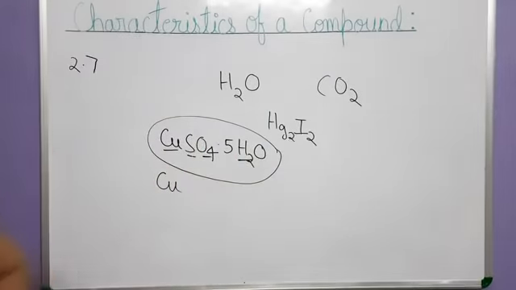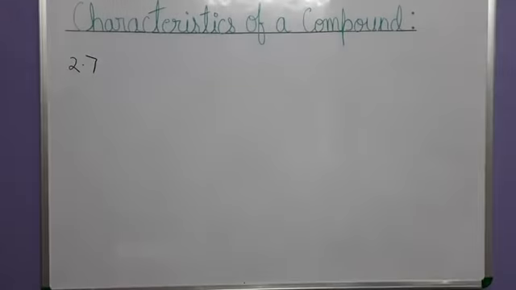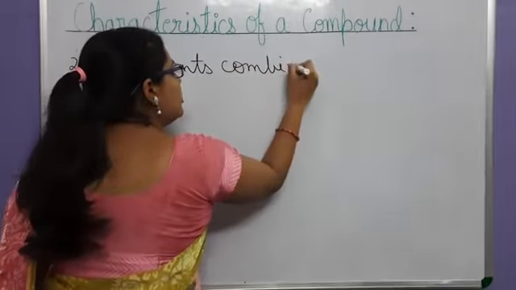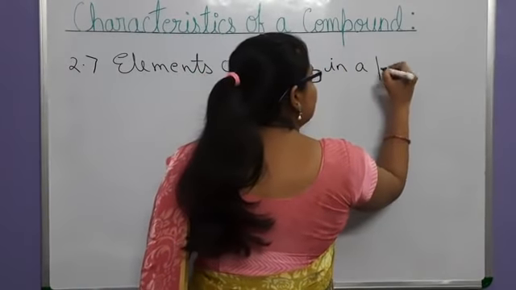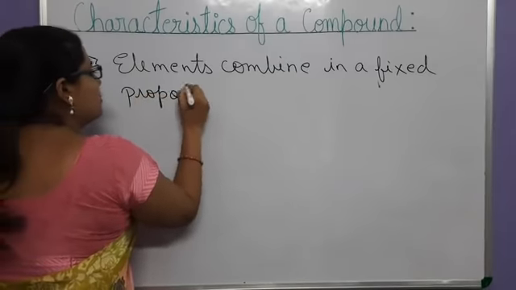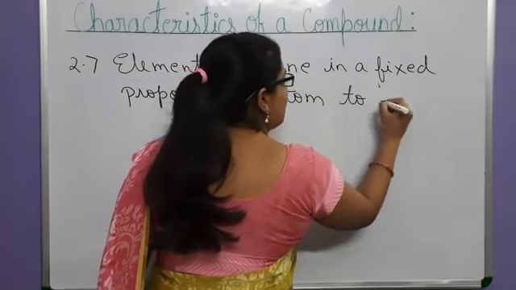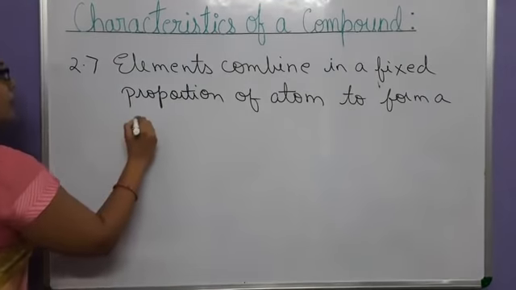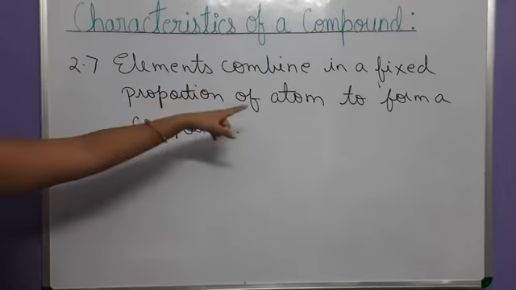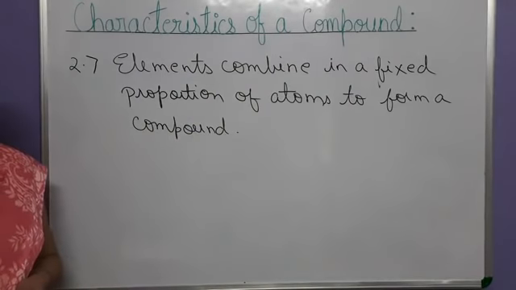Now let's move towards the third property. What does it say? The third property says that elements combine in a fixed proportion of atoms. Now this point is very important. Elements combine in a fixed proportion of atoms to form a compound. So what is the meaning of this sentence? Let's understand it with the help of one example.